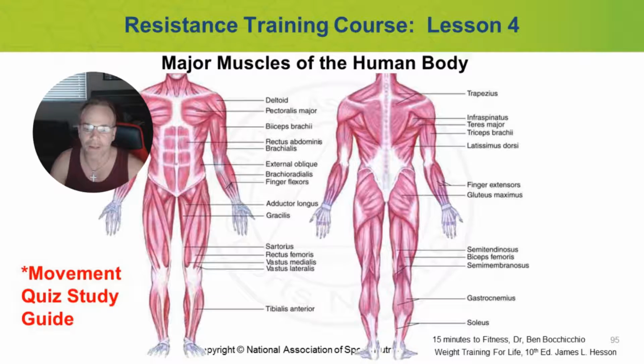Semitendinosus and the biceps femoris and the semimembranosus, they do hamstrings. They do knee flexion. Gastrocnemius is biarticulate, meaning it crosses two joints. The gastrocnemius crosses the knee joint and the ankle joint, and helps with knee flexion and ankle extension. Soleus is singularly articulate, right? So that does the ankle extension.